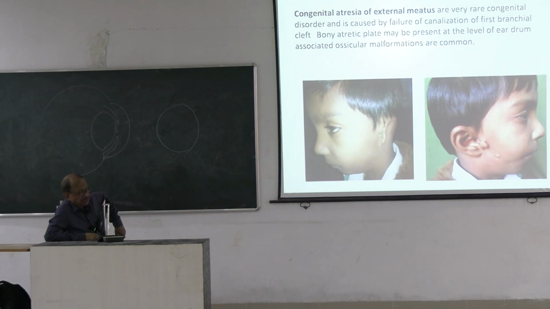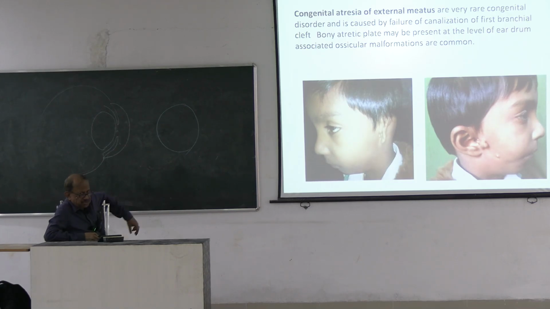Congenital atresia of the external meatus, that is total closure of the external auditory canal. It is a very rare congenital disorder and is caused by failure of canalization of the first branchial cleft. The canal is developed from the first branchial cleft. A bony atretic plate may be present at the level of the eardrum. In the deep part of the canal, there is bony atresia, the tympanic ring is present deep, associated with ossicular malformation. That is, the middle ear ossicles, incus, malleus and stapes, are deformed in this case.